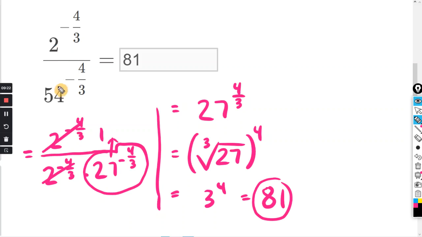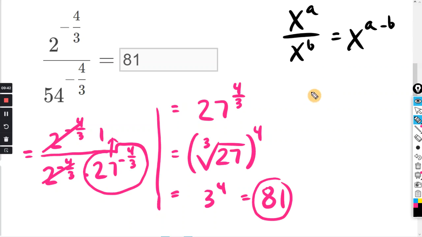So to sum it up, with these types of problems, try and get the base number to match. Like we did before, if you have x to the a over x to the b, you can just subtract the exponents. So if you get the 2's to match, you can just subtract the exponents. That's going to be x to the a minus b. And same with the multiplication. If you can get them to match, x to the a times x to the b, then you just add the exponents, x to the power of a plus b. So try to get the numbers to match just like you have the x's matching.